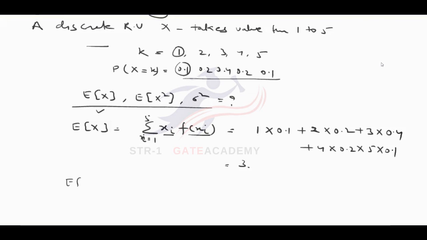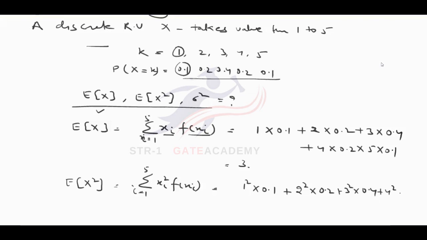For the mean square value, the same procedure and same formula apply, but with a little difference. Squaring means we have to square the particular value: 1 square times 0.1, 2 square times 0.2, 3 square times 0.4, plus 4 square times 0.2, 5 square times 0.1. By calculating all the terms we get 10.2.